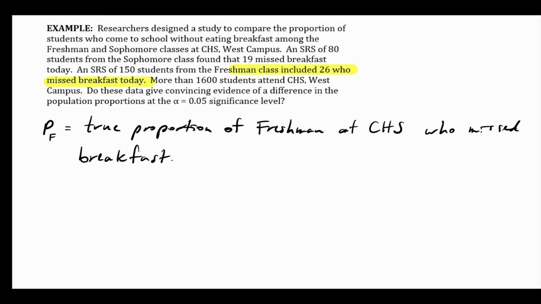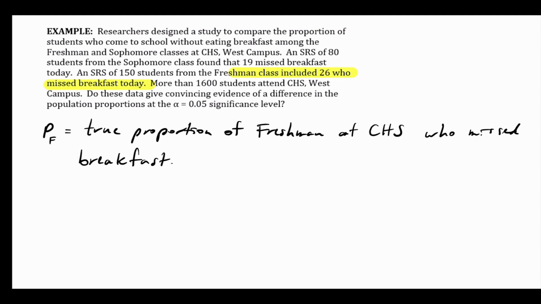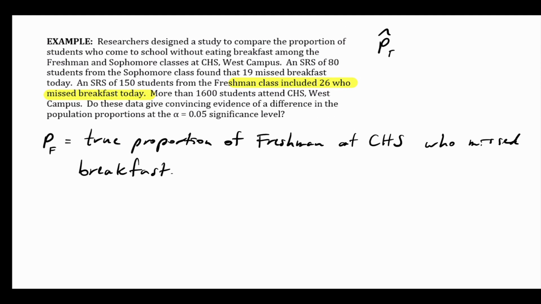But we do have a sample, right? So we're going to label that as well: P hat F. What proportion is that going to be? What are we going to use for that proportion? 26 out of 150, yeah, which is a little over 17%.